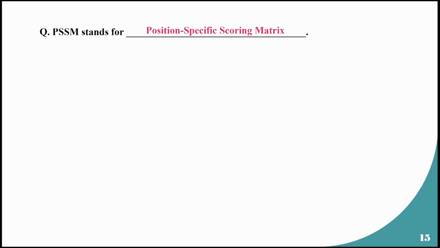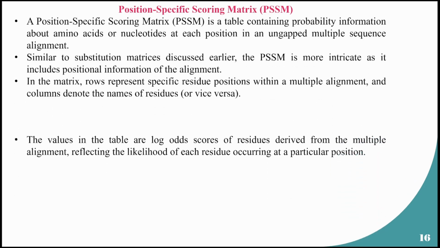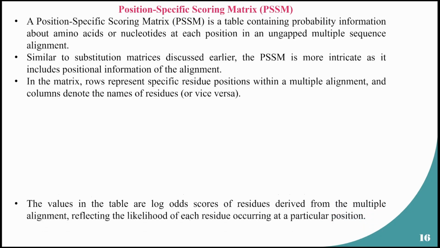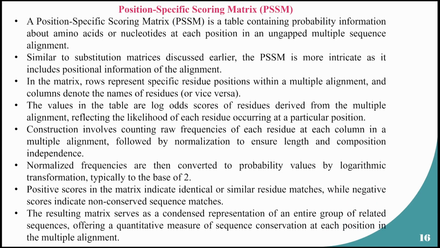It's again the same kind of concept where you talk about the importance of position in a stage of sequence or multiple sequence alignment, and you try to see what is the position specific scoring for the sequences that you are considering. What PSSM basically is, is a table with probability information about amino acids or nucleotides. So it could be for proteins or DNA, RNA, or all of them, at each position in an ungapped multiple sequence alignment.